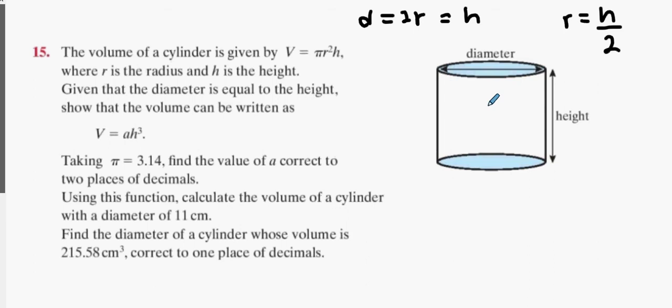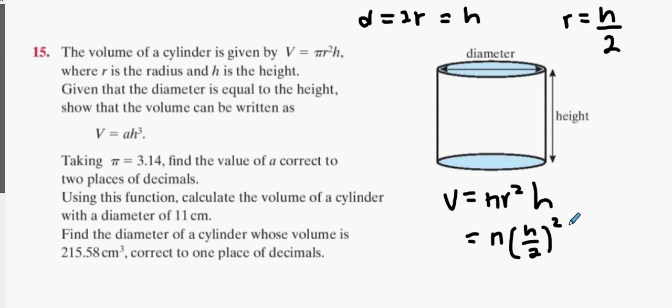What's the volume of your cylinder then? Pi r squared h. So what do we get here then? Pi times h over 2 squared, and then h there, yeah? Which is pi h squared over 4 times h. And what would that finally be equal to?